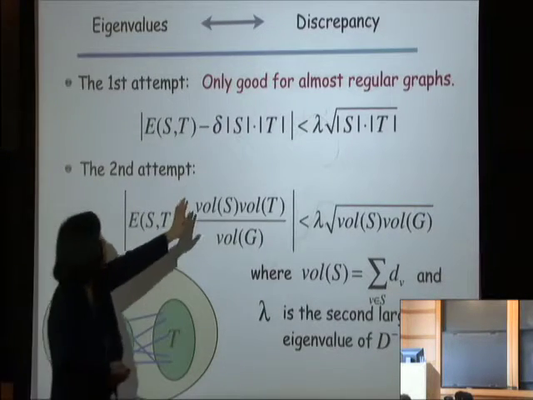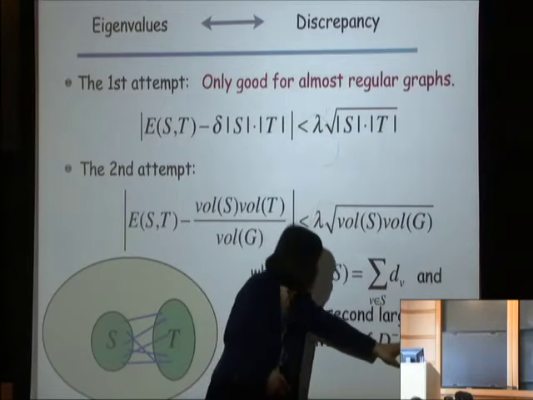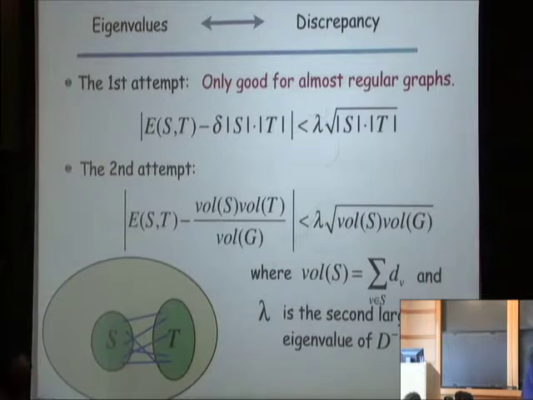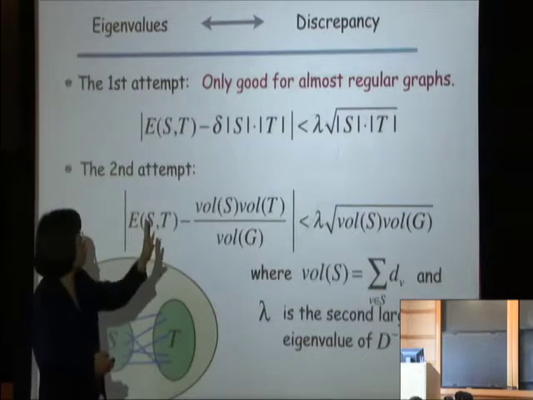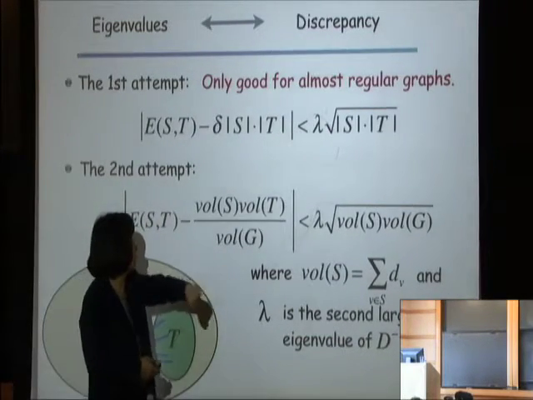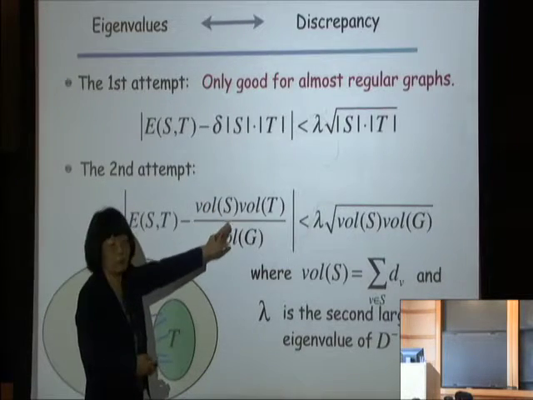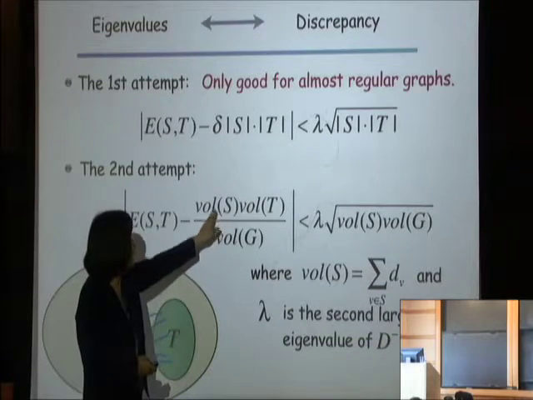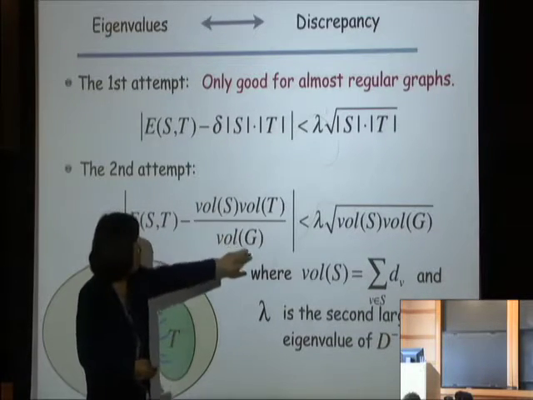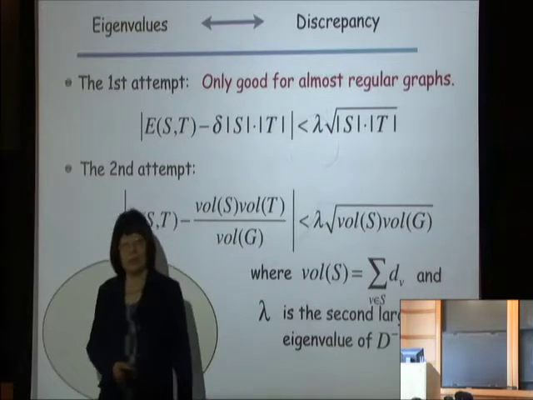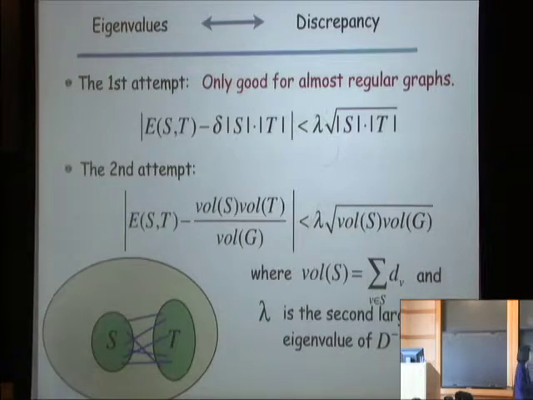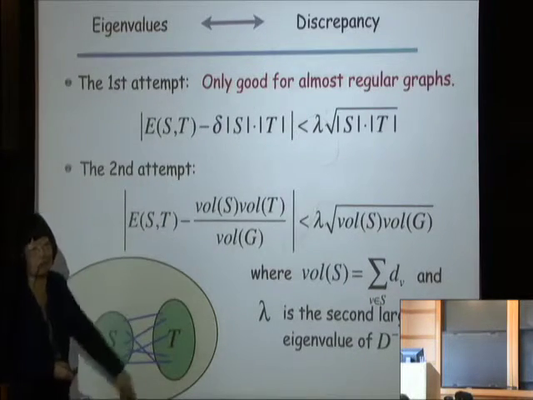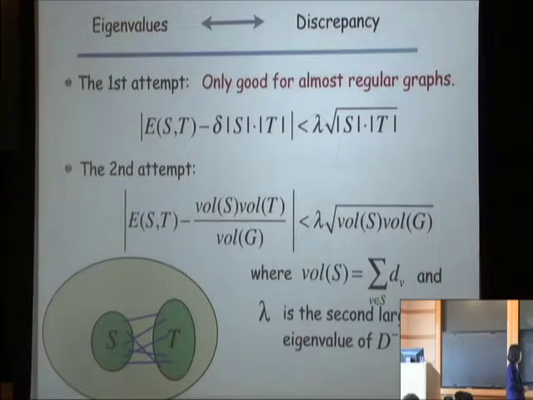So instead of the adjacency matrix, you normalize it by the degree matrix. And as a consequence, the eigenfunction is normalized involving degrees. And the Fourier coefficients, when you project to that eigenfunction, give you the volume of S, proportional to its degrees. So volume S times volume T over volume G. So for the regular case, it goes back there, the almost regular case.